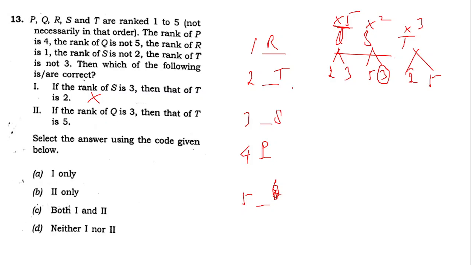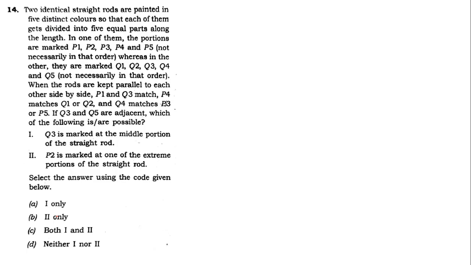Statement 2, if the rank of Q is 3, then that of T is 5. If Q is 3, T is 5. If T comes here, what is left out? This place is left out for S. But S cannot be placed in 2. That is not possible. So even statement 2 is not possible. So we'll go with option D, neither 1 nor 2. This is quite a simple and straightforward question. Let's move to the next question.